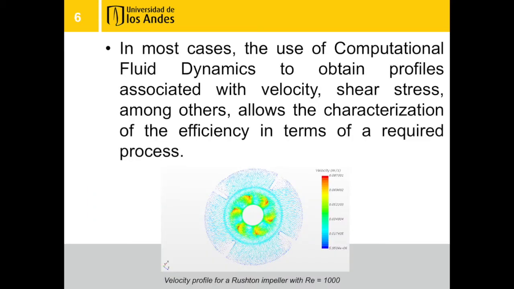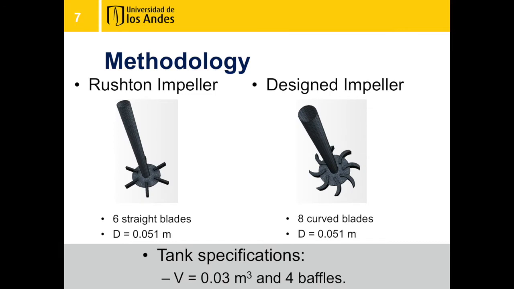It is important to mention that during the last years a computational tool, computational fluid dynamics, has been used that allows modeling the behavior of agitated tanks through different geometries as well as different types of impellers. These simulations allow obtaining profiles associated with velocity, shear stress, among others, thus characterizing the efficiency in terms of a required process. For this project, two impellers were simulated, a Rushton one and one designed by the members of the group. The Rushton one is composed of 6 flat plates and has a diameter of 0.051 meters, and the one designed is composed of 8 curved blades with the same diameter.